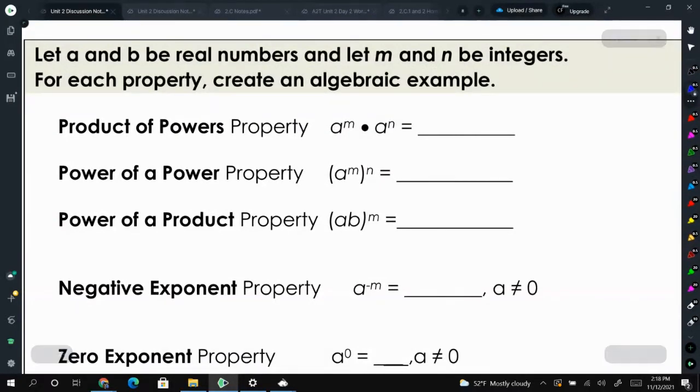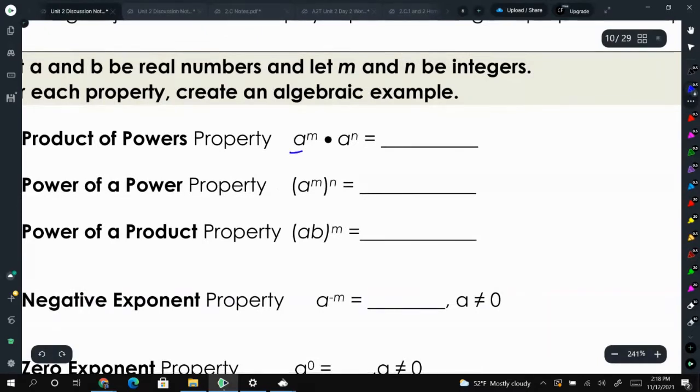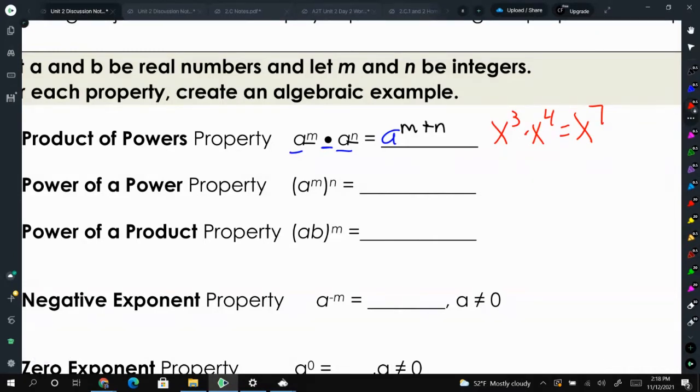So one of the properties says that if I have the same base and I'm multiplying the two things, the base stays the same, but then I add my two exponents. So an example of that might be x to the third times x to the fourth. That equals x to the seventh. I'm multiplying my two terms, so I add the exponents.